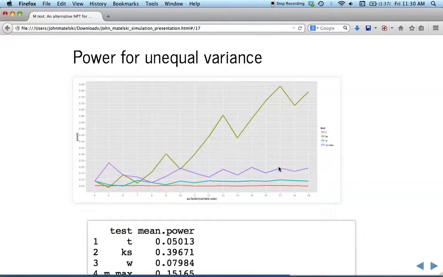Oddly, my test had this spike at 5. But who cares? Because 23% power or whatever isn't going to get you very far. If you thought you only had 23% power, you would go back to the drawing board and figure something else out, because you're probably going to miss the effect you're looking for, so something should change. Anyhow, the KS test is the only one that was able to achieve anything like respectable power to detect that these normals had different variances. And we see it's the winner for the overall average power.